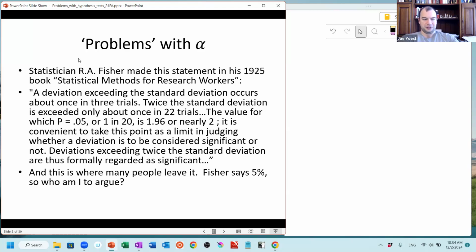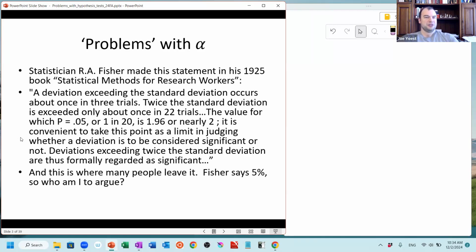To the best of my abilities to research this, this basically came from Ronald Fisher, a really great statistician, in some sense the founder of frequentist statistics. About 100 years ago, he made the following statement in his really important work, Statistical Methods for Research Workers, where he says: a deviation exceeding the standard deviation occurs about once in 3 trials, twice the standard deviation about once in 22 trials. The value for which p equals 0.05 or 1 in 20 is 1.96 or nearly 2. It is convenient to take this point as a limit in judging whether a deviation is considered significant or not.